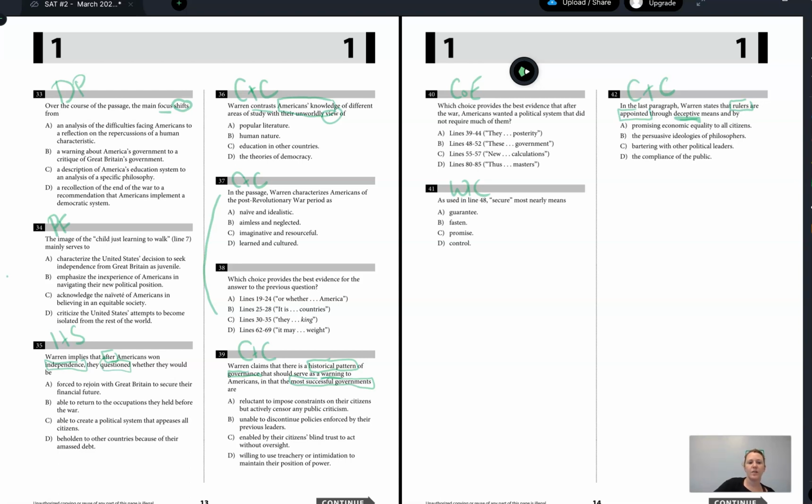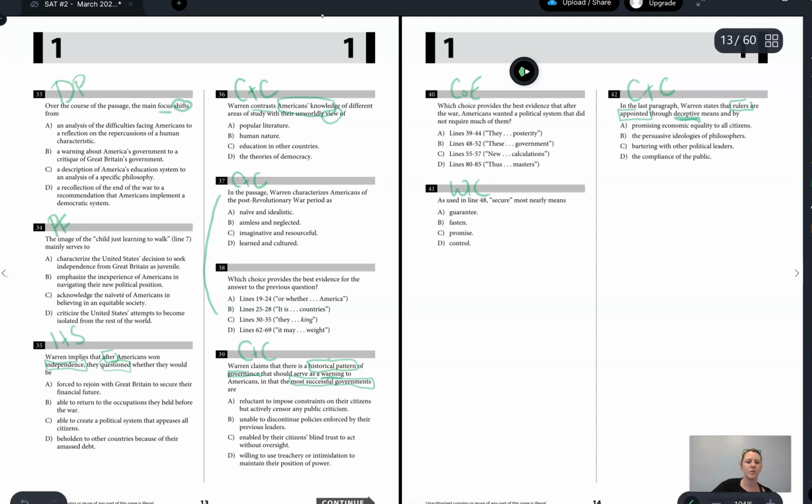We need to look at what this child learning to walk image is doing, what its role is in the piece, how it's functioning. We need to find out something after the revolution is over, after we've won our independence, and something that Americans are worried about or questioning or considering. We need to look at American knowledge of studies, like academic knowledge, versus something that is contrasted with that. We need to look at a historical pattern and how that acts as a warning. And then we need to look for how rulers are appointed.